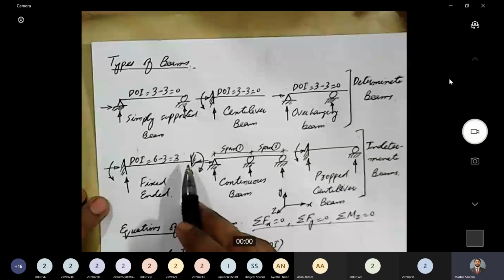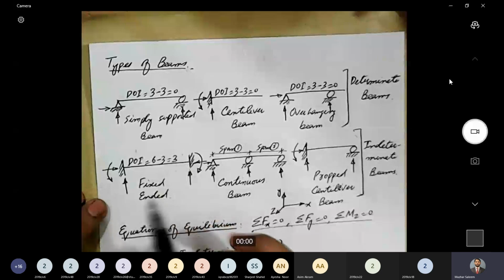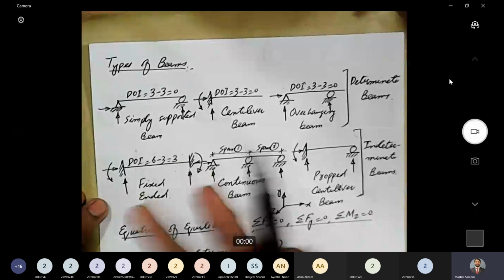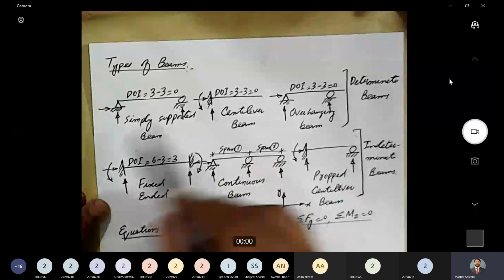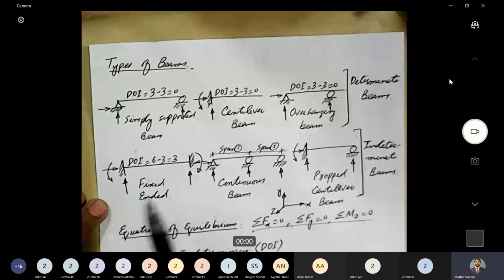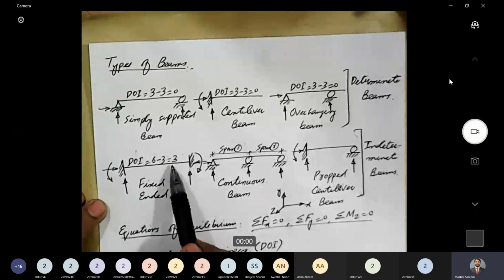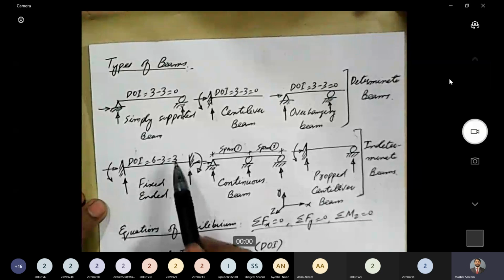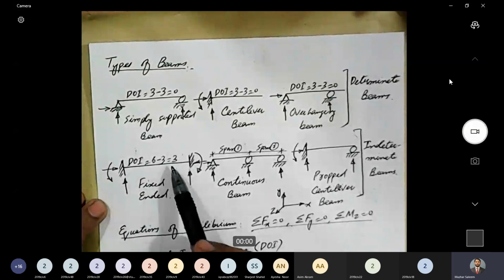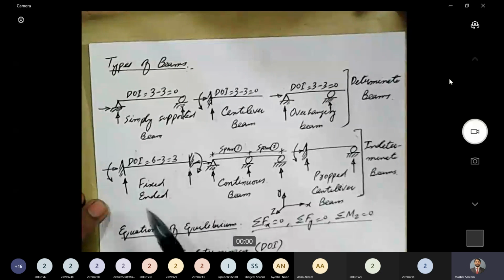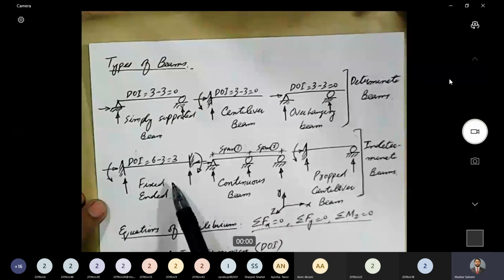What degree of indeterminacy tells us basically is that how many more relationships between the knowns and unknown parameters are required in order to analyze the system. So this number 3, degree of indeterminacy, is telling us that other than these 3 equations of equilibrium, we need 3 more relationships between known and unknown parameters, and then we will be able to analyze the system.